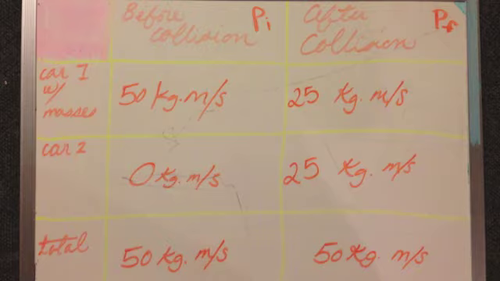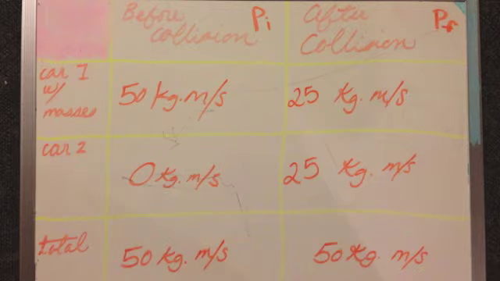This is a table used to show an example of an inelastic collision. Before a collision, car 1 has a momentum of 50 kilograms meters per second. Car 2 has a momentum of 0 kilograms meters per second. So the total system momentum is 50 kilograms meters per second.